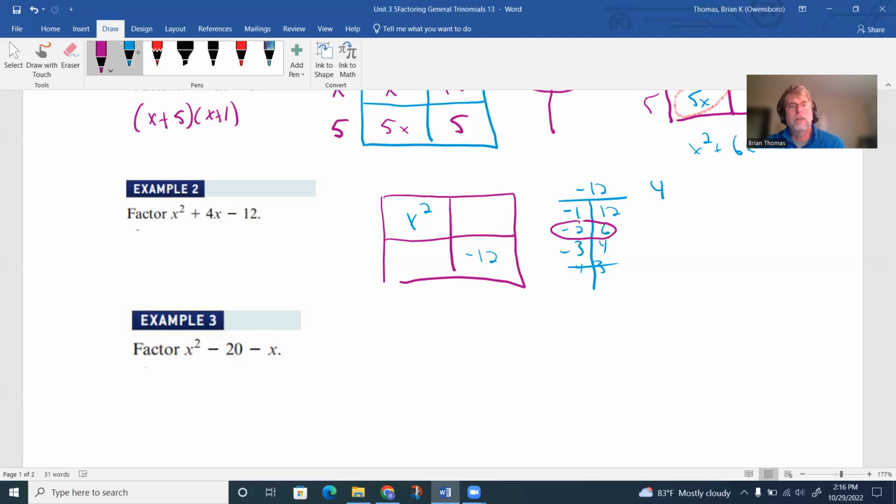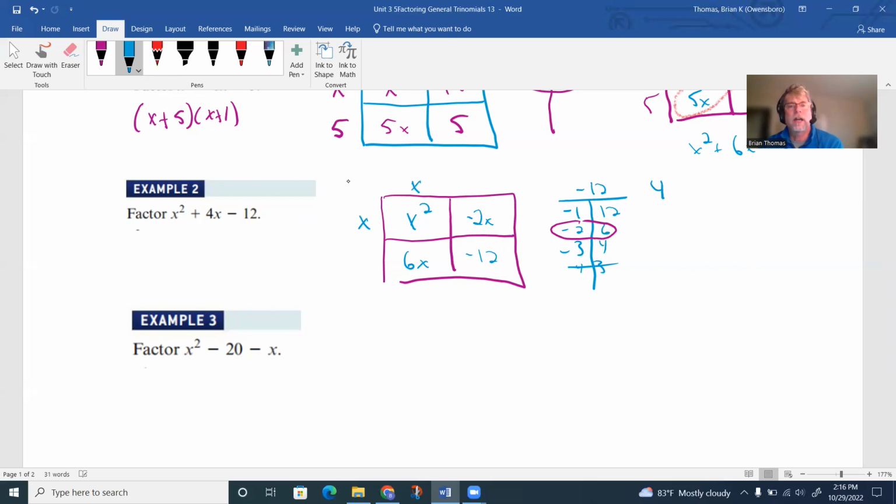Those become the coefficients of my linear term. In other words, they fill the rest of the box in. So I put a negative 2x here and a 6x here. And again, it doesn't matter which way you put those. Now, an easier way to do this is to simply focus on what these two edges would have to be to get an x squared. Well, there's only one choice, and that's x times x.